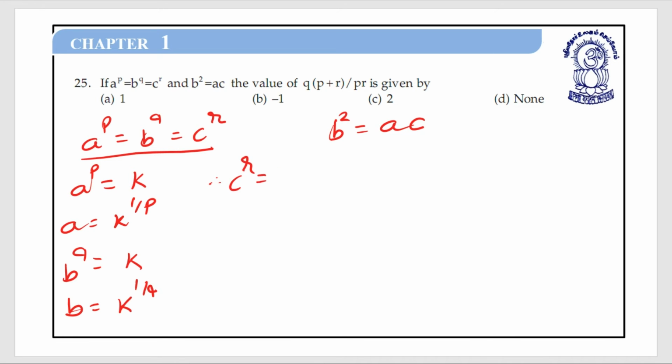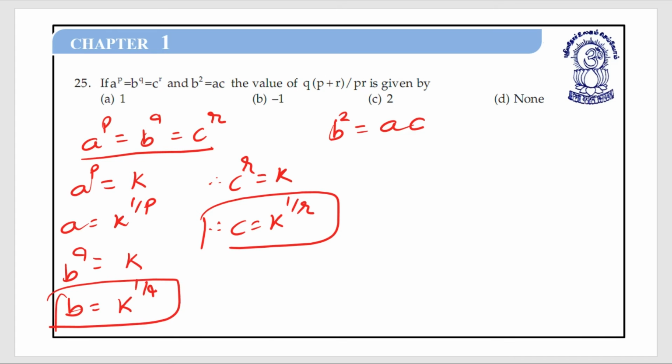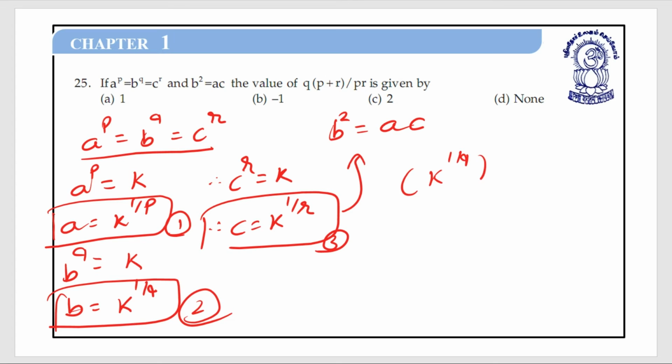So c raised to r is equal to k, so c is equal to k raised to 1 by r. b is equal to k raised to 1 by q. a is equal to k raised to 1 by p. So put the first, second and third values into b square is equal to ac. So instead of b, write (k raised to 1 by q) square is equal to a, k raised to 1 by p, c is k raised to 1 by r.